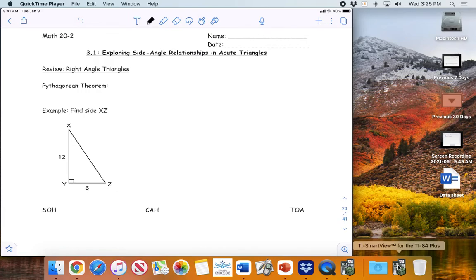We're looking at the second part of our trigonometry unit. This is lesson 3.1, exploring side angle relationships in acute triangles. So with your graphing calculators, the biggest thing is you need to make sure that you are in degree mode.